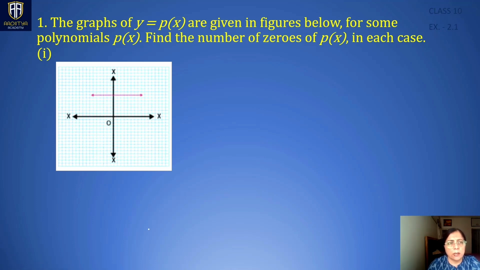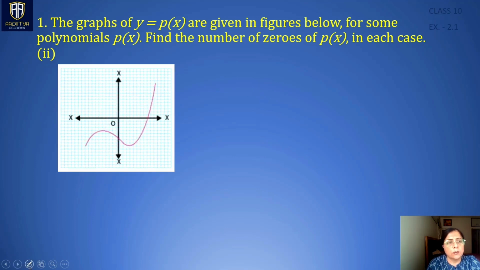In this question, they have given that the graphs of y equal to p(x) are given in the figures below for some polynomials. And we have to find the number of zeros of p(x) in each case. So this is the graph of the first part. Here this is a straight line, which is intersecting the y-axis. This line has no common point with the x-axis. So we can say that there are no real zeros. Right?